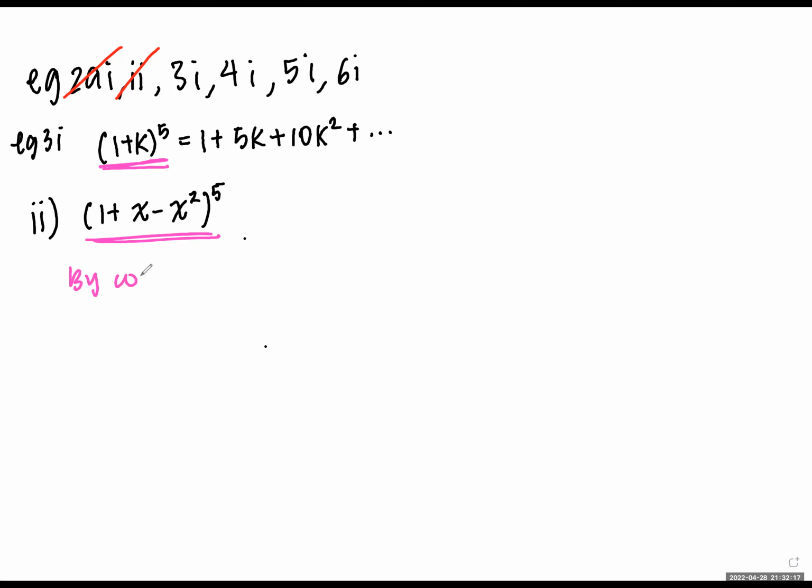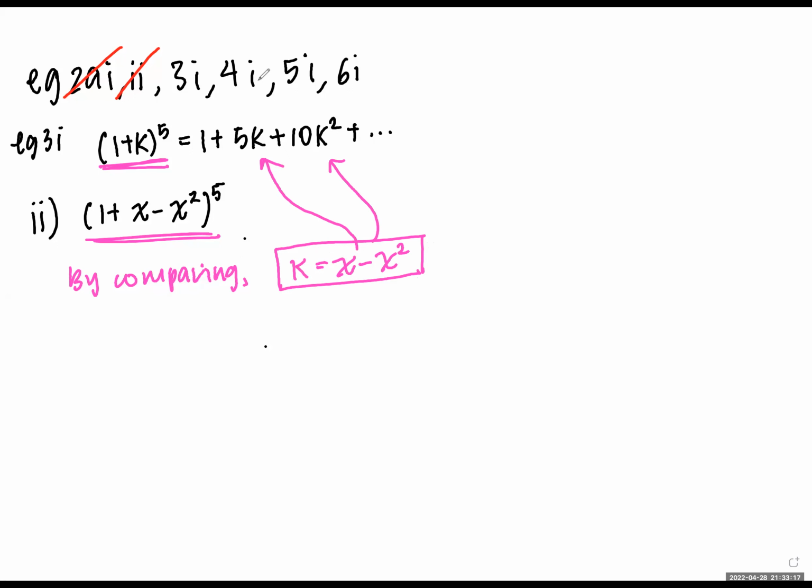The power is the same. By comparing, what pattern can you see? What do you notice when you compare? k is equal to x minus x squared. So by comparing, you know that k is equal to this. So this is what we have already expanded. Just literally put it in, done.